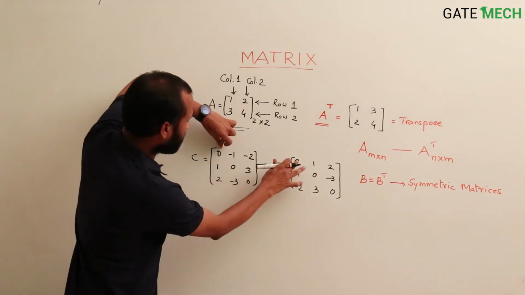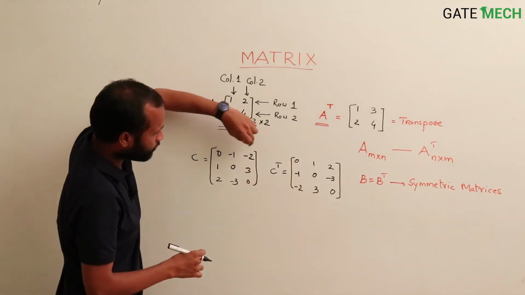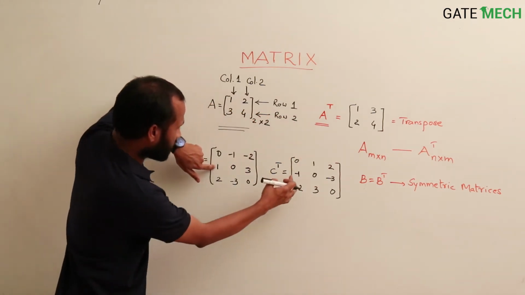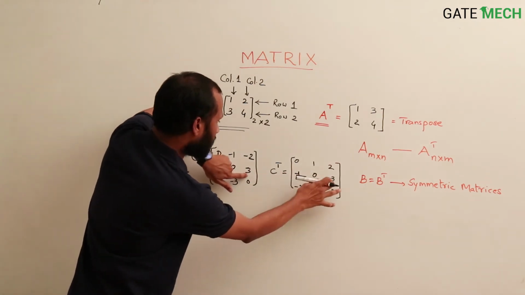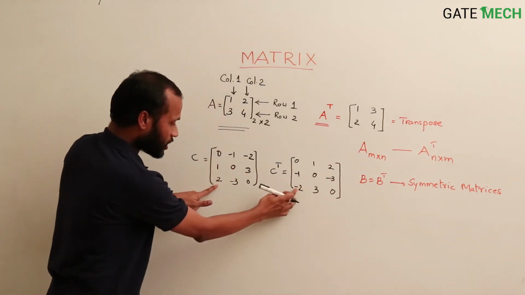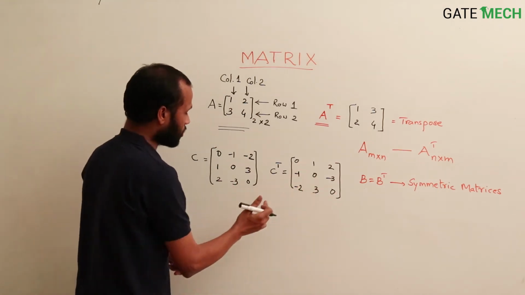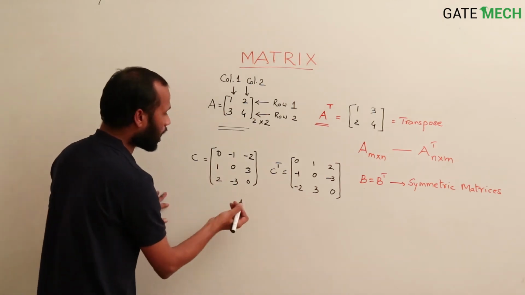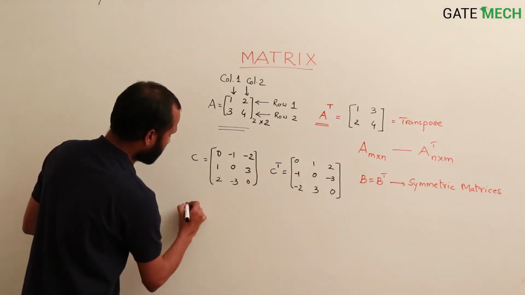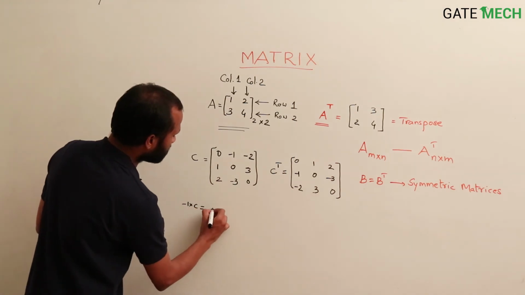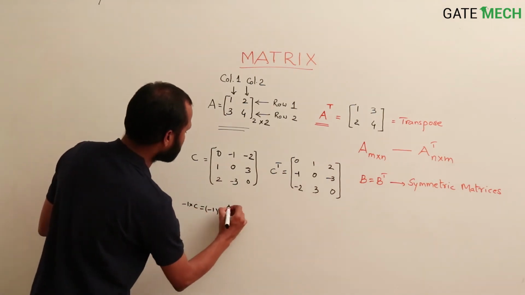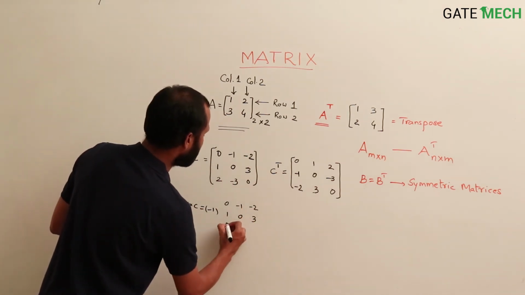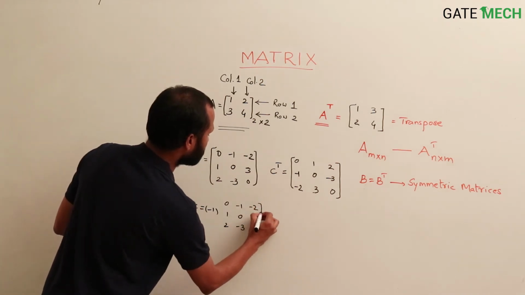the first element is 0 here. Here this element is minus 1, here it is 1. Here it is minus 2, here it is 2. Here it is 1, here it is minus 1. Here it is 0, 0, 3 and minus 3, 2. Here minus 2, minus 3, 3, 0, 0. If you compare both, what would be minus C, or simply what would be minus 1 into C? That is equal to minus 1 into the whole matrix. I'll write the matrix 0, minus 1, minus 2, 1, 0, 3, 2, minus 3, 0.